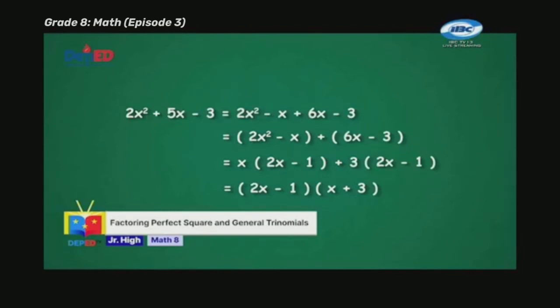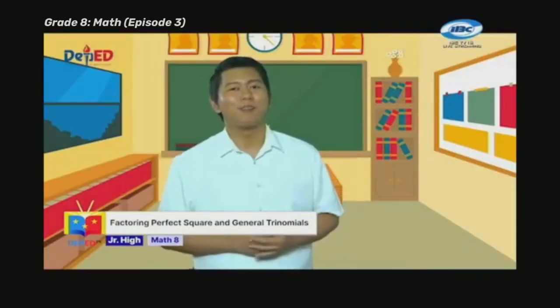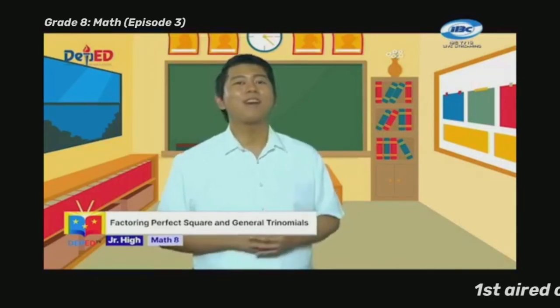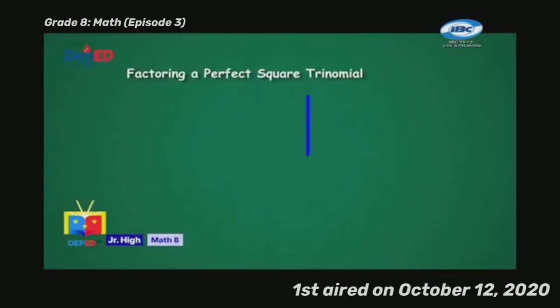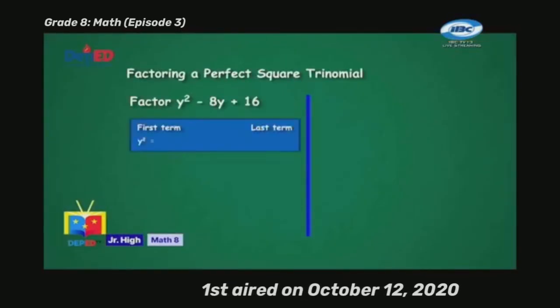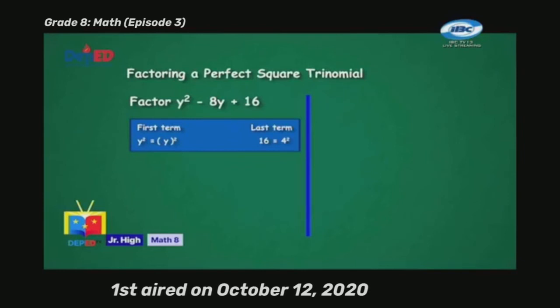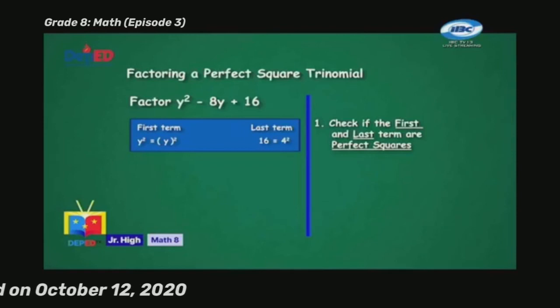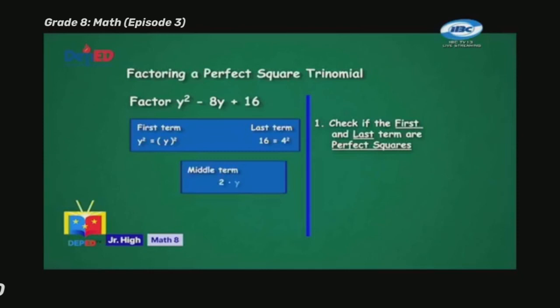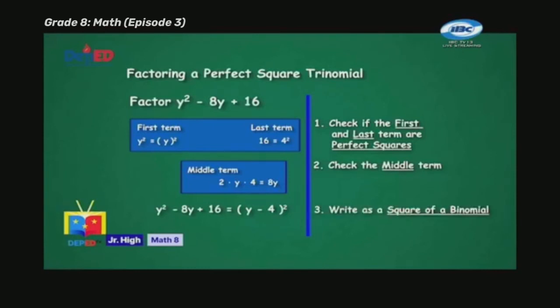That's it for today. We are finished in factoring trinomials. Now let us have a recap. Some trinomials are special, called the perfect square trinomial. To factor a perfect square trinomial, first we need to check if the first and the last term are perfect squares or can be written as a square of a term. Then twice the product of those terms should be equal to the middle term. The factor of a perfect square trinomial is the square of a binomial.